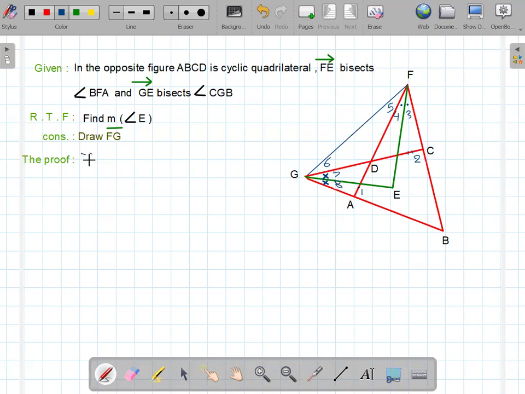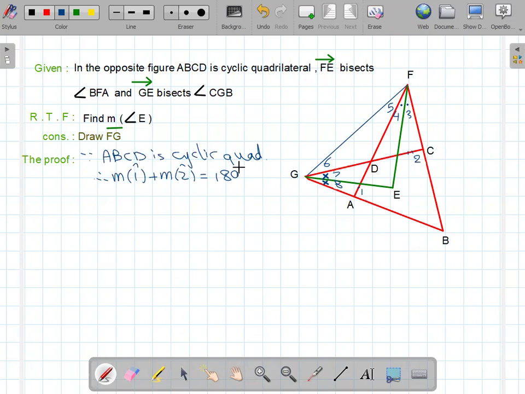He tells us that ABCD is a cyclic quadrilateral, such that ABCD is a cyclic quadrilateral. Then measure of 1 plus measure of 2 equals 180 from the properties of cyclic quadrilateral.